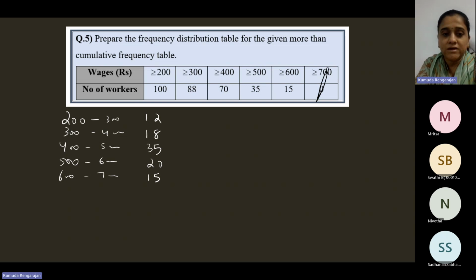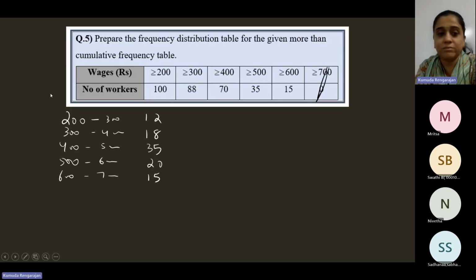If the frequencies are in descending order, look here, 188. You can make out, no? So here you cannot write 100 as it is. Start subtracting and then write the last number as it is. This is if it is in the descending order. See here, the number of workers 188, 70, 35, 15. There it was in the ascending order.